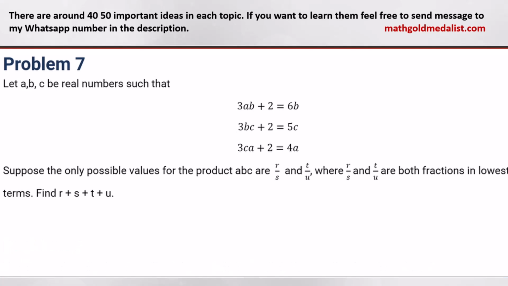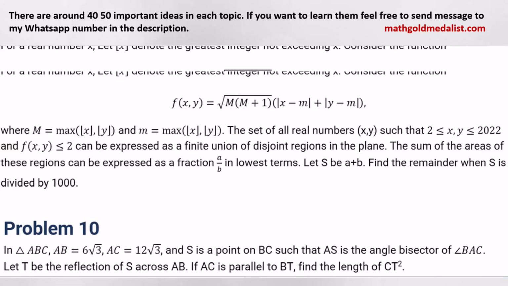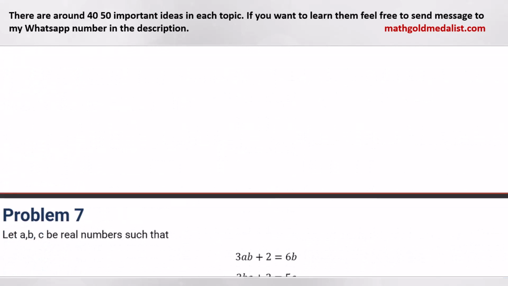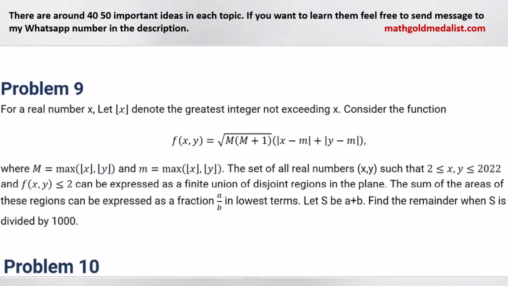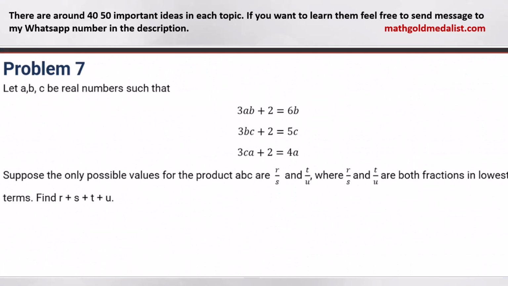For this problem, we want to use replacement. Also, this idea is useful in many AIME problems. We had it also in AIME 2023. It will be idea 23. So idea 23 is replacement.